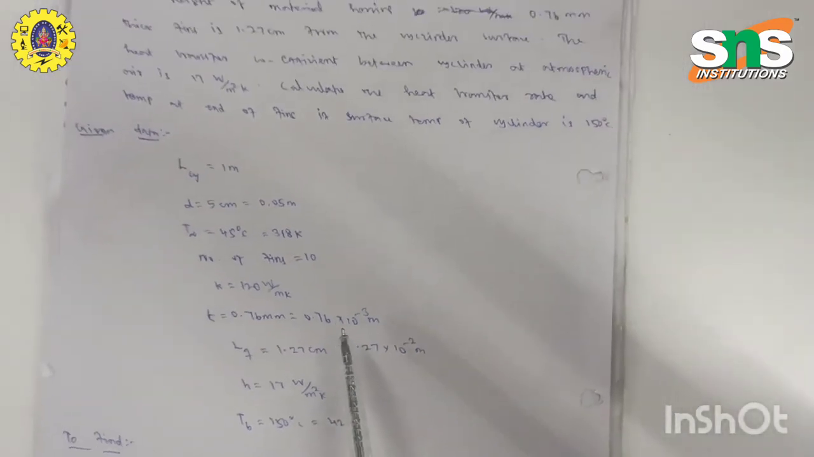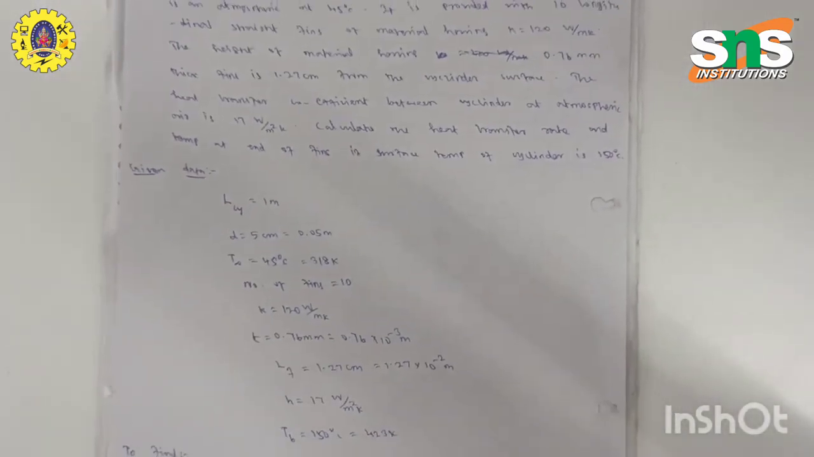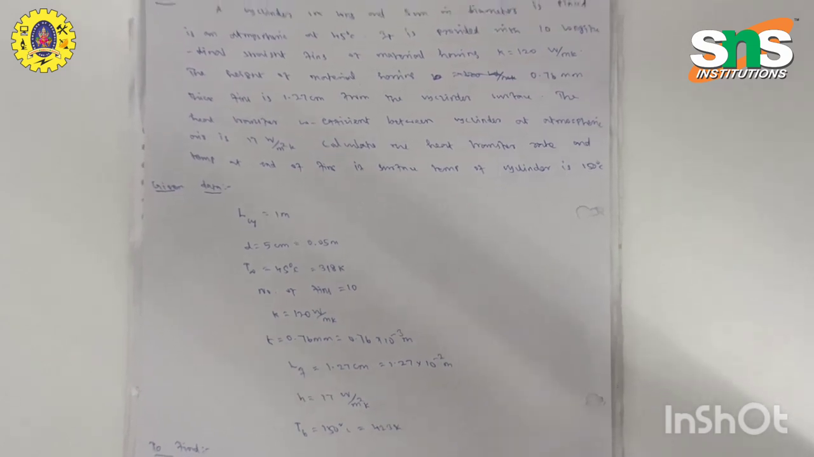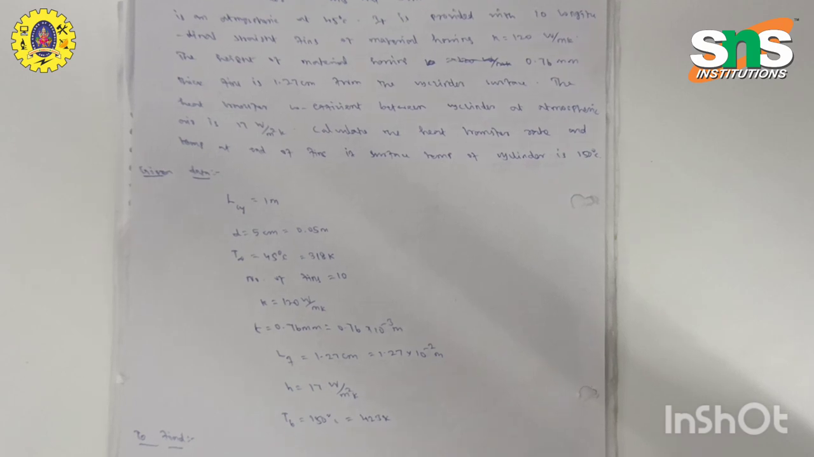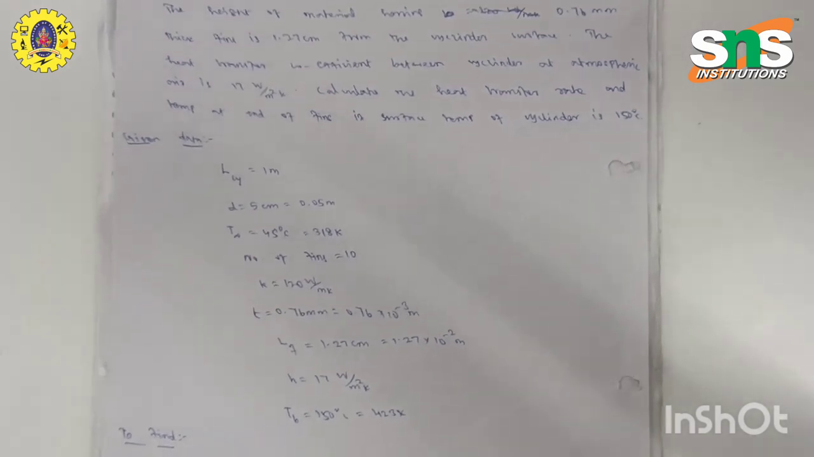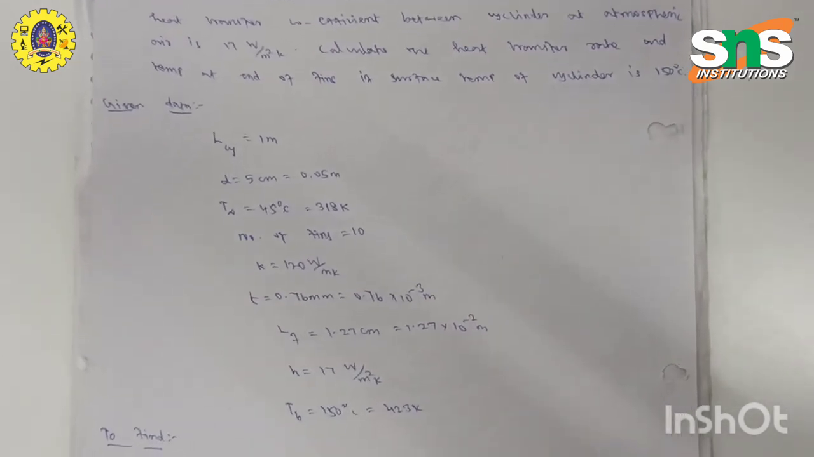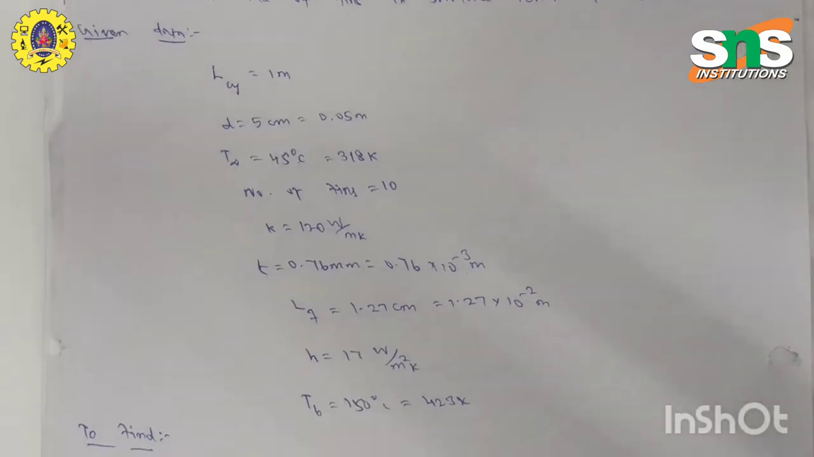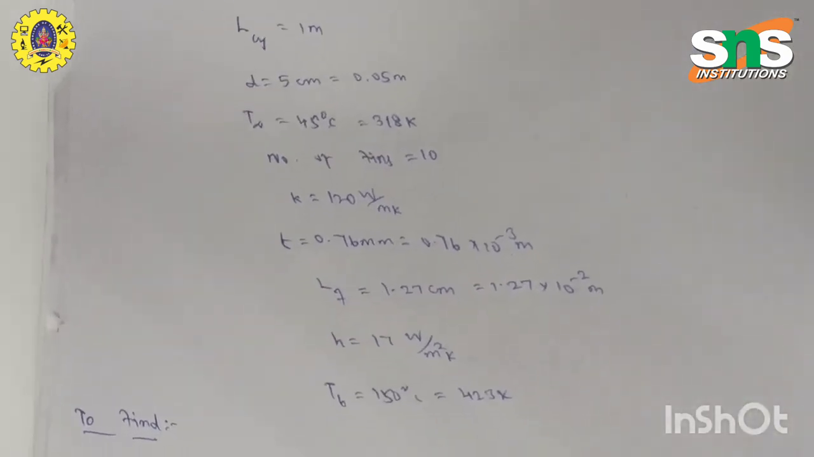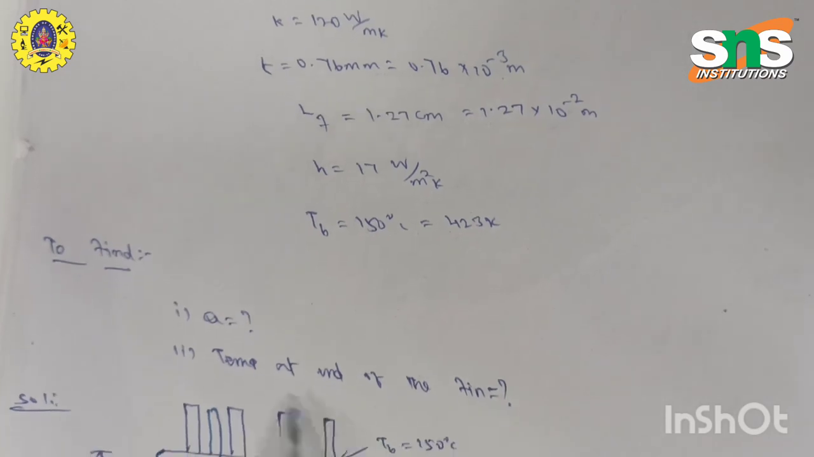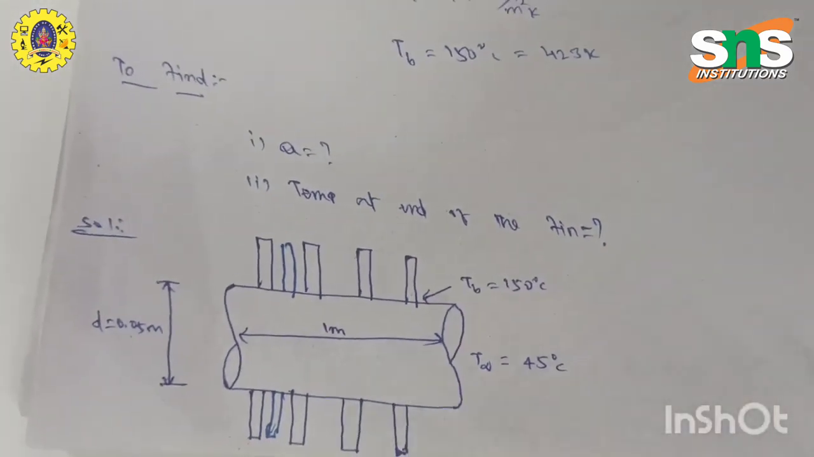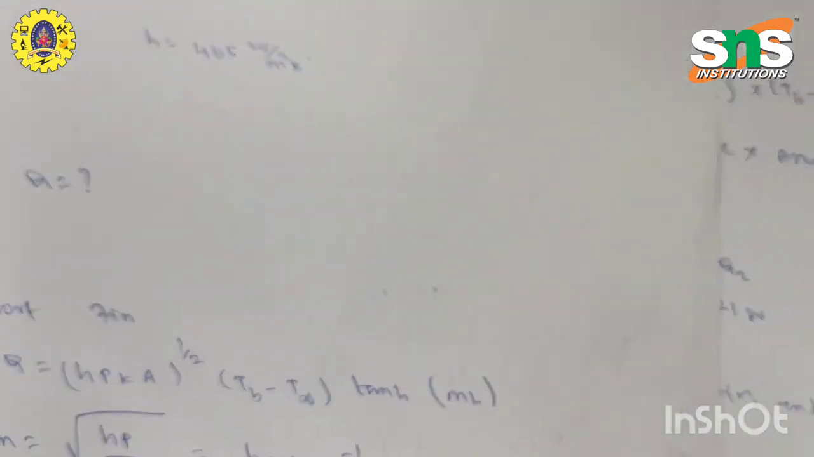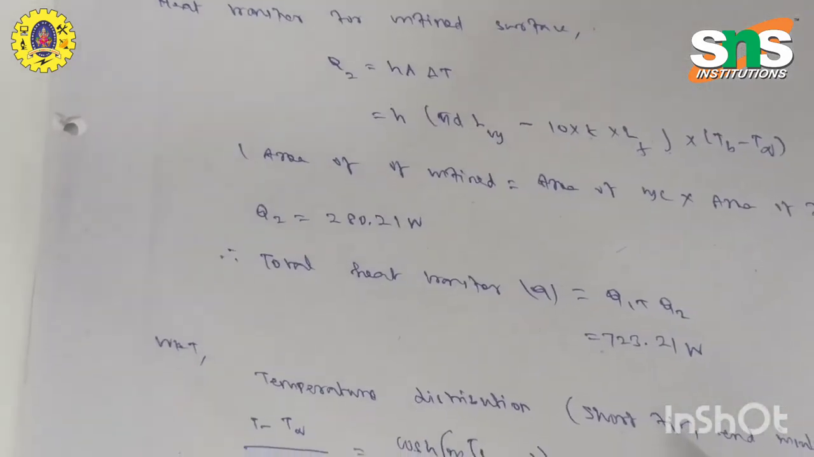To find this, we need the heat transfer rate Q and the temperature at the end of the fin. This is the problem figure, represented with the above given data: the diameter, base temperature, atmospheric temperature, total length, and the number of fins, 10, is represented here. Then next we go to the solution part.